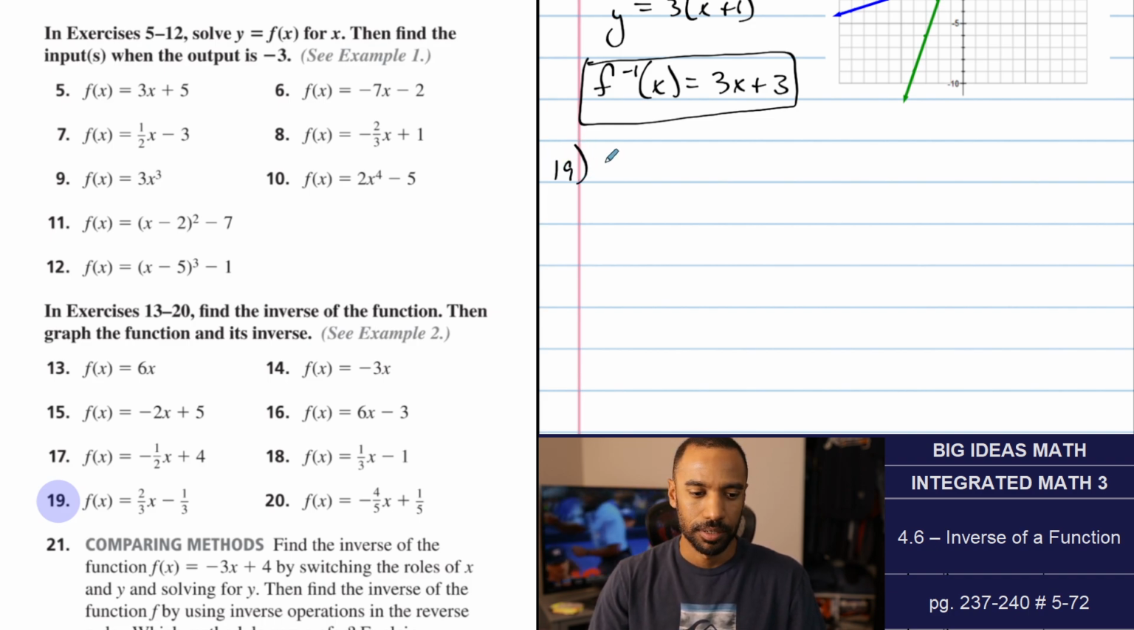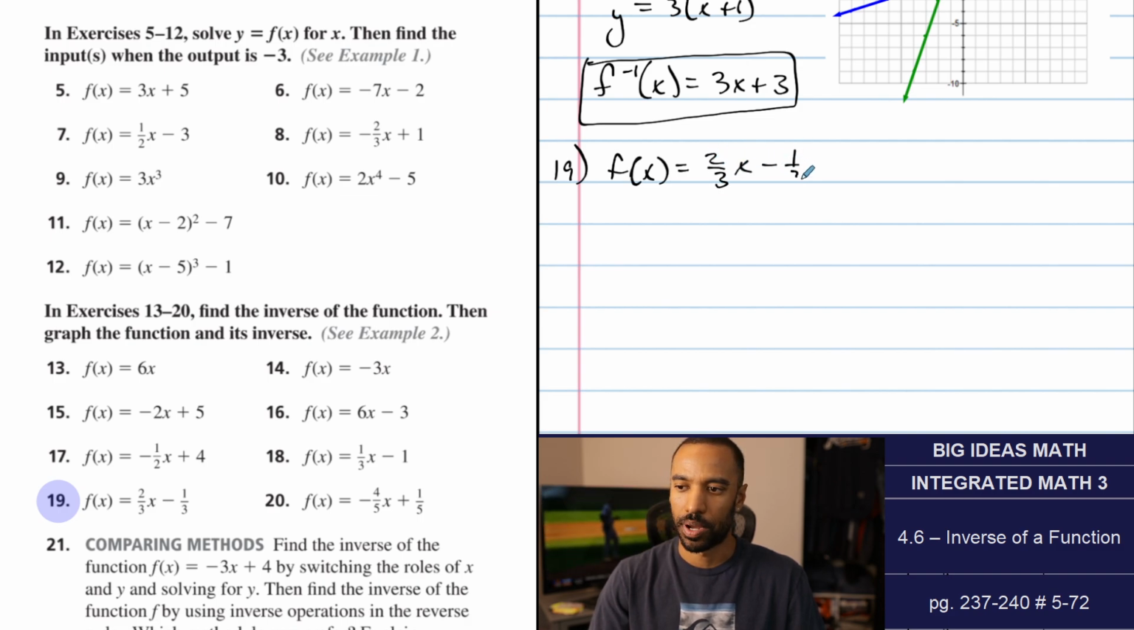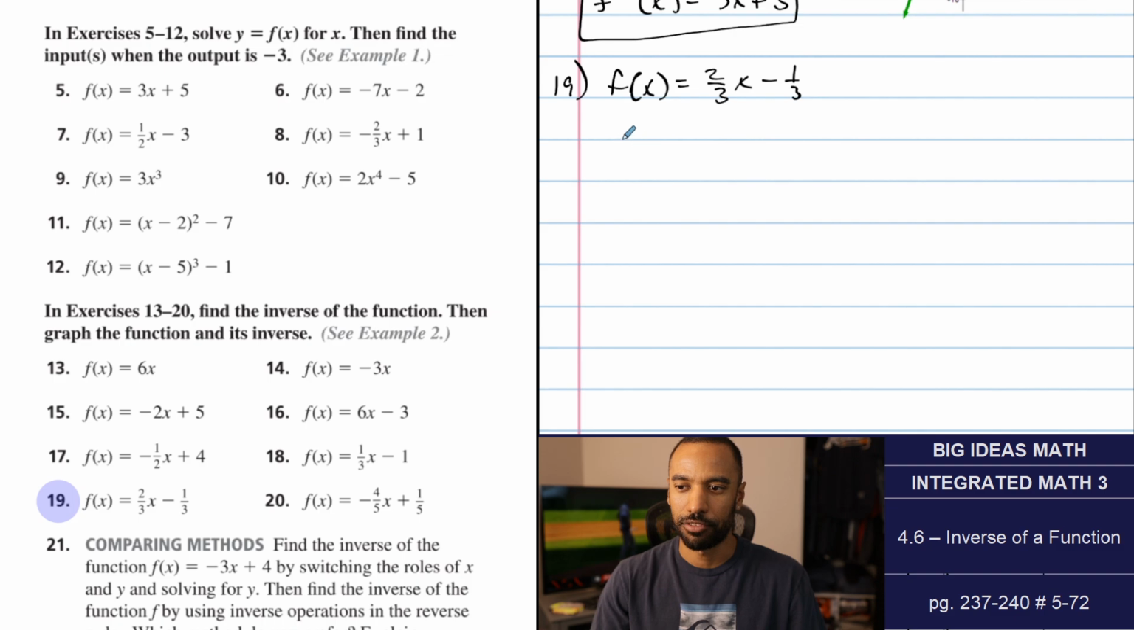Number 19, f of x. Now the original has a fraction here: 2/3 x minus 1/3. Not going to love graphing that unless I do some scale changing, but even still, take care of it. I don't want to swap x and y immediately. I always want to write the thing as it is to begin with. 2/3 x minus 1/3. Let's take its inverse.